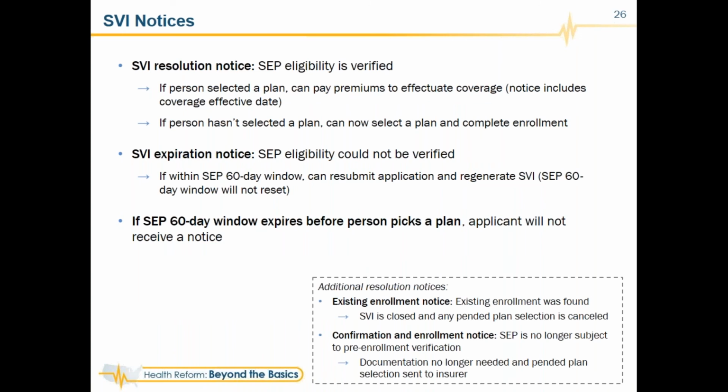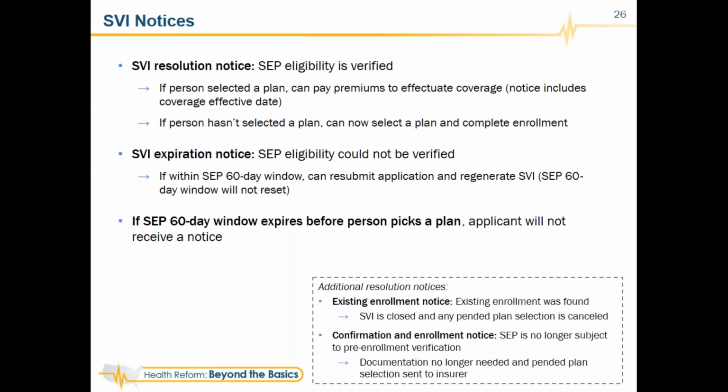Okay. So SVI resolution notices will be sent to consumers when their SVI is verified. Note that this is different than what was happening under the verification process prior to June 23rd. Prior to June 23rd, consumers were able to enroll ahead of providing verification of eligibility for an SEP. But when they did send in documentation about the SEP, they did not get confirmation that the SEP had been verified. So this is different than that.